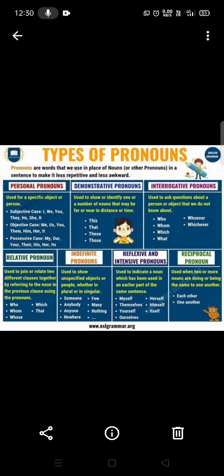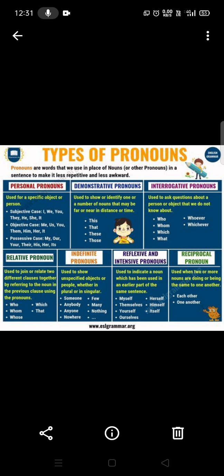Each other is used for two things only. Okay, and if we have more than two things, and we have to show their relation or their mutual activity, the interaction, then we use one another.